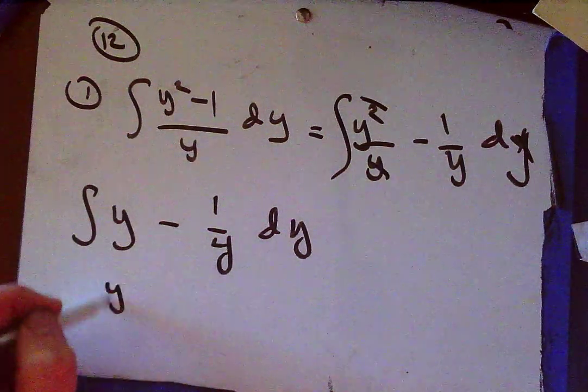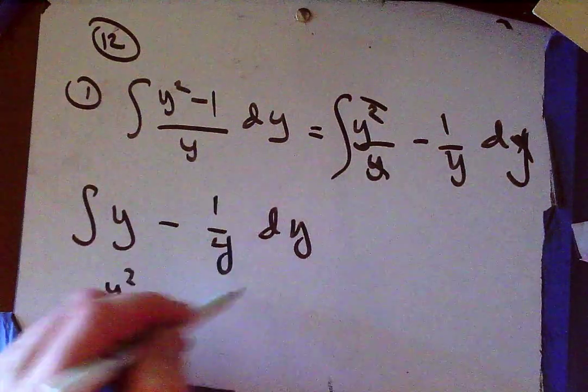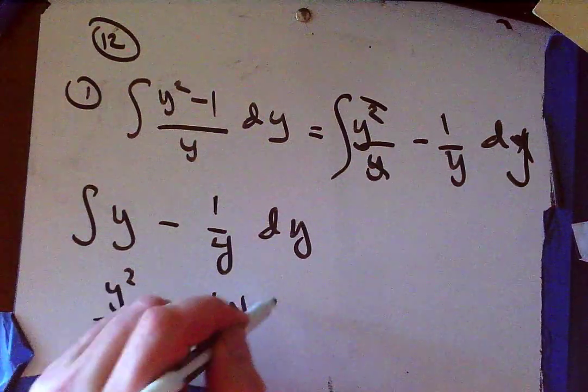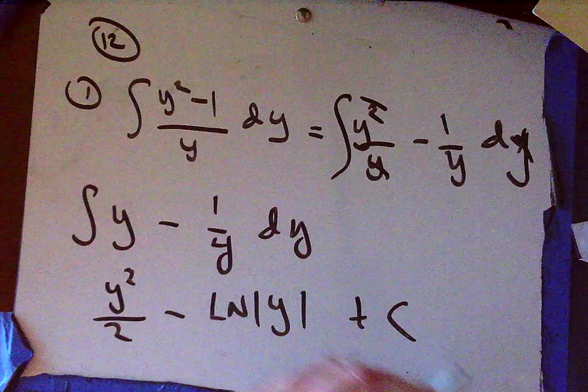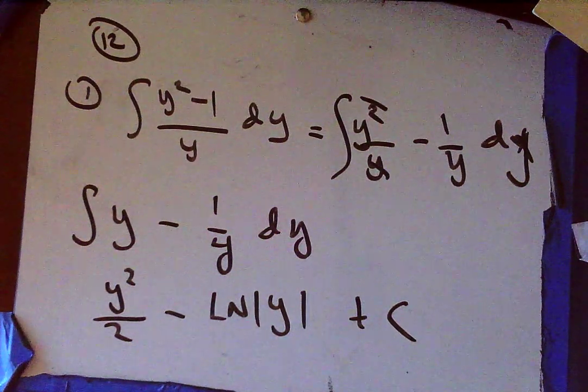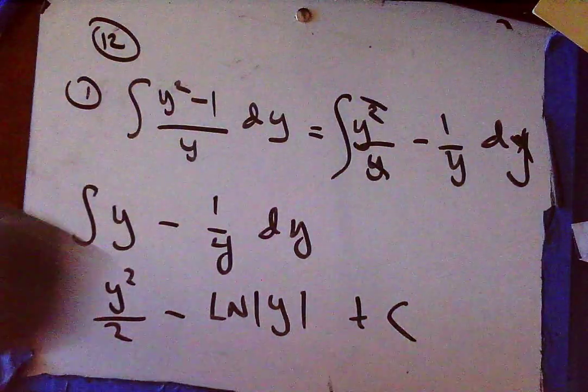The antiderivative of y is y squared over 2. The antiderivative of 1 over y is ln of y. And don't forget the plus c because you're going backwards. All right, what's next? 2.